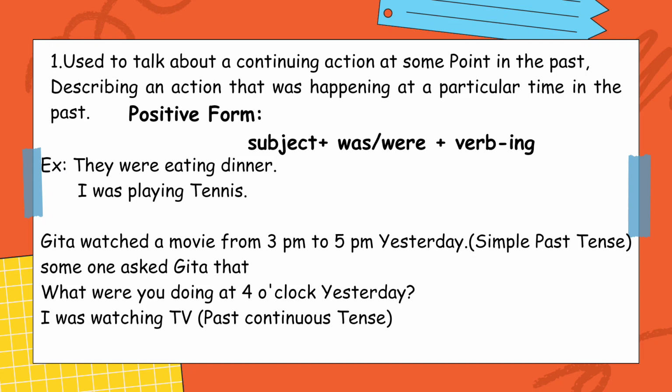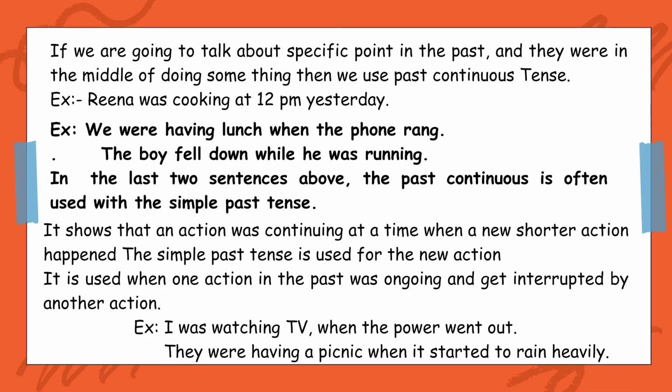Now take a sentence: Geeta watched a movie from 3 p.m. to 5 p.m. yesterday, which is simple past tense. If someone asked Geeta, what were you doing at 4 o'clock yesterday? I was watching TV. So, I was watching TV is past continuous tense. If we are going to talk about a specific point in the past and they were in the middle of doing something, then we use past continuous tense.